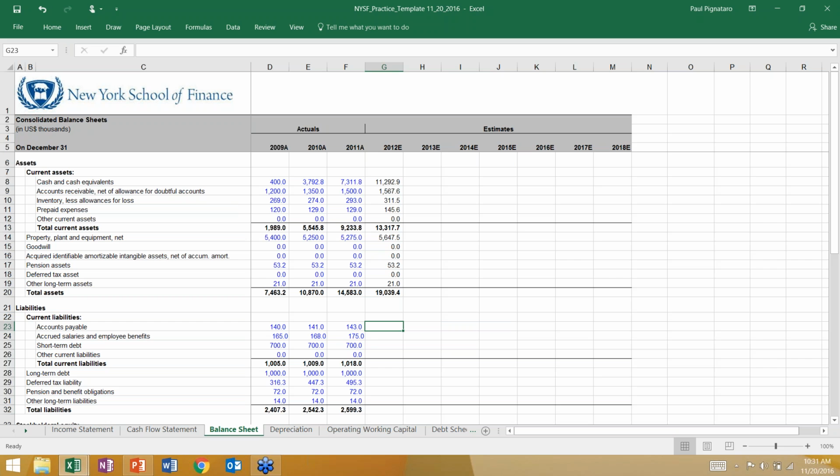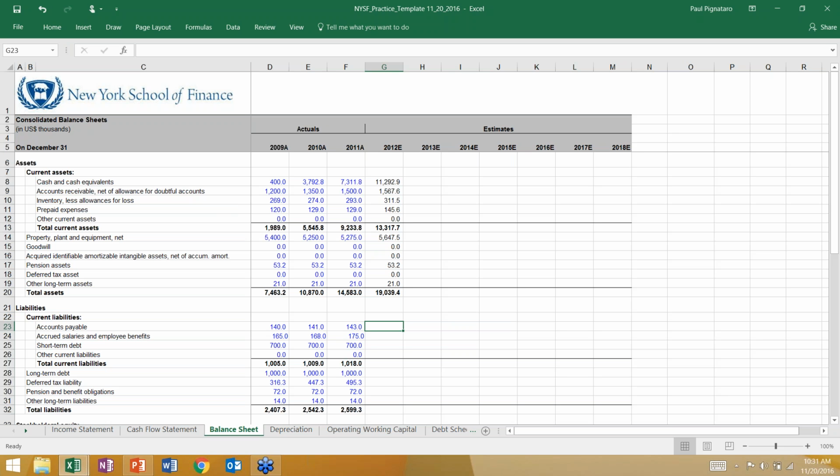Think about a loan. If you were going to take a loan, you would get money, right? Cash would come in. You'd also get a liability. The liability would go up. How about the other way? Think about paying back a loan. If you were to pay back a loan, the liability would go down and the cash would go down.